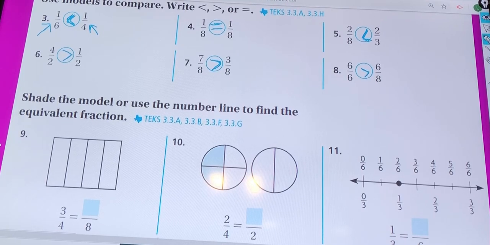If you are using models, if you're drawing, make sure that you draw the 2 models exactly the same size. That's super important.